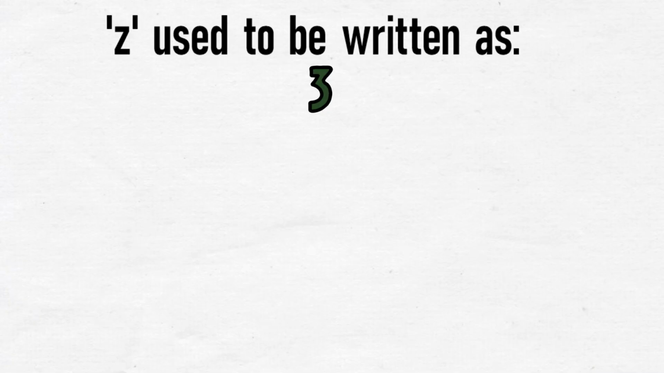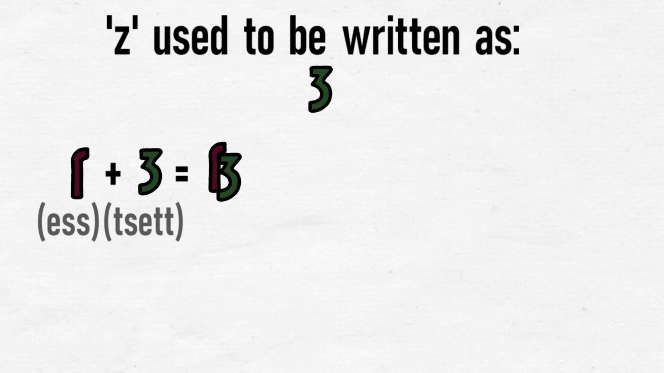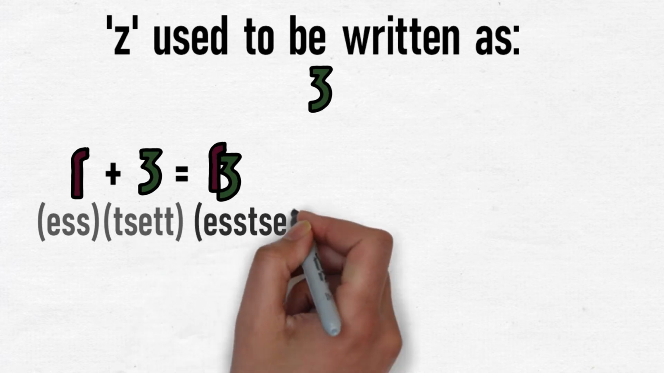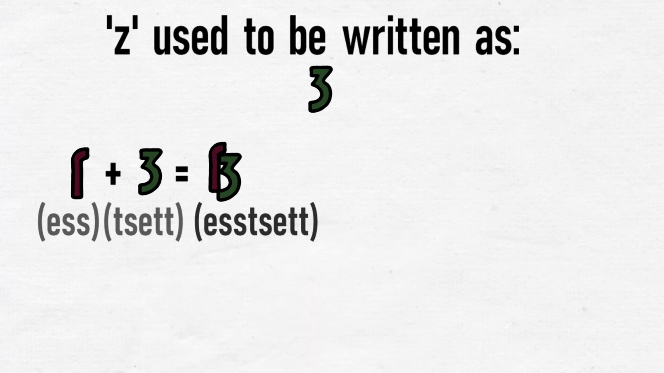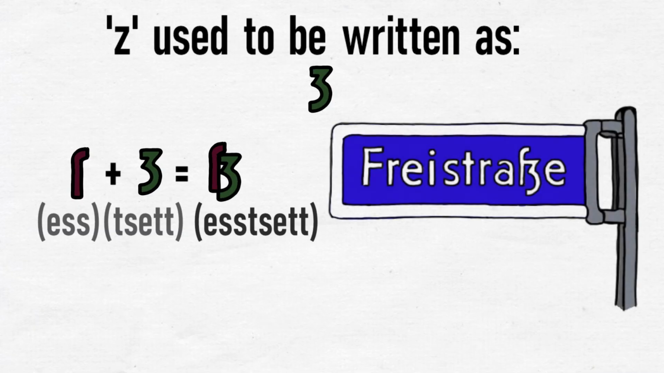Over time, as the S and Z were more frequently written together, they became interlinked, and you can still see this on street signs in Germany, such as this one. In modern, typed German, it looks like this.